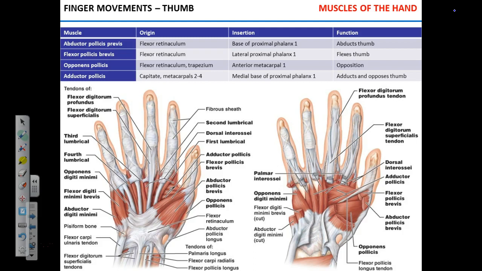So there are a lot of little muscles in the palm. Abductor, flexor, opponens, adductor, everything with pollicis refers to the thumb. And you can sometimes identify. So this is, for all of you, going to be abductor pollicis. I'm going to pull it out. This is going to be flexor pollicis. Makes sense.